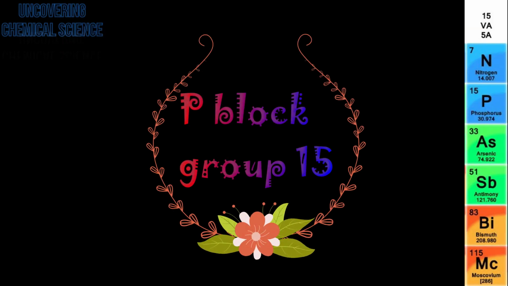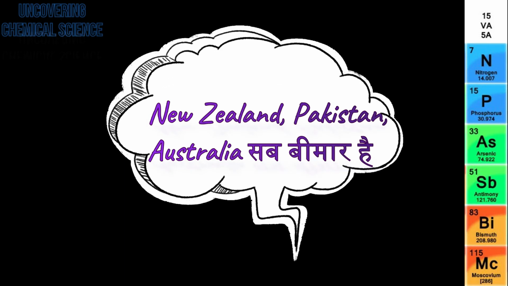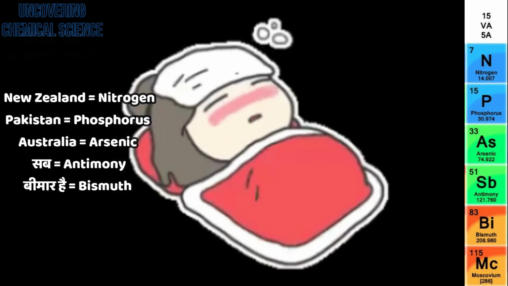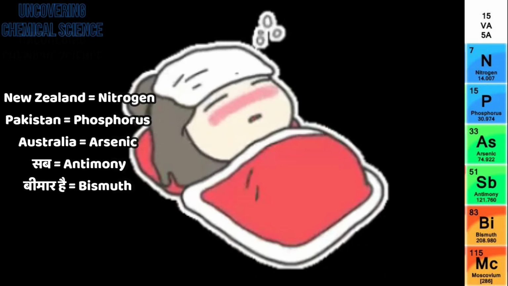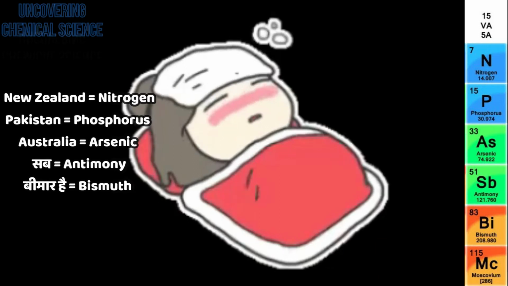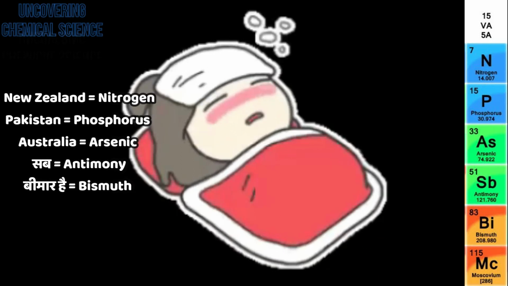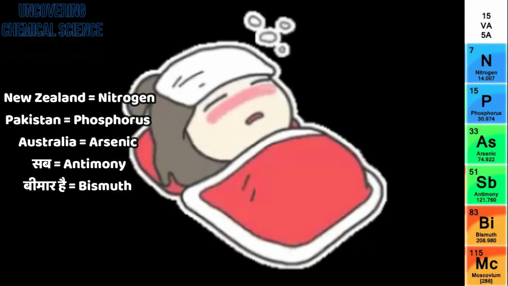Now we will go to group 15, which is also known as nitrogens. And the mnemonic for this is New Zealand, Pakistan, Australia, sab bimar hai. New Zealand stands for nitrogen, which is denoted by capital N. Pakistan stands for phosphorus, which is denoted by capital P. Australia stands for arsenic, which is denoted by As. Sab is used for antimony, which is represented by Sb. Bimar is used for bismuth, which is represented by Bi.